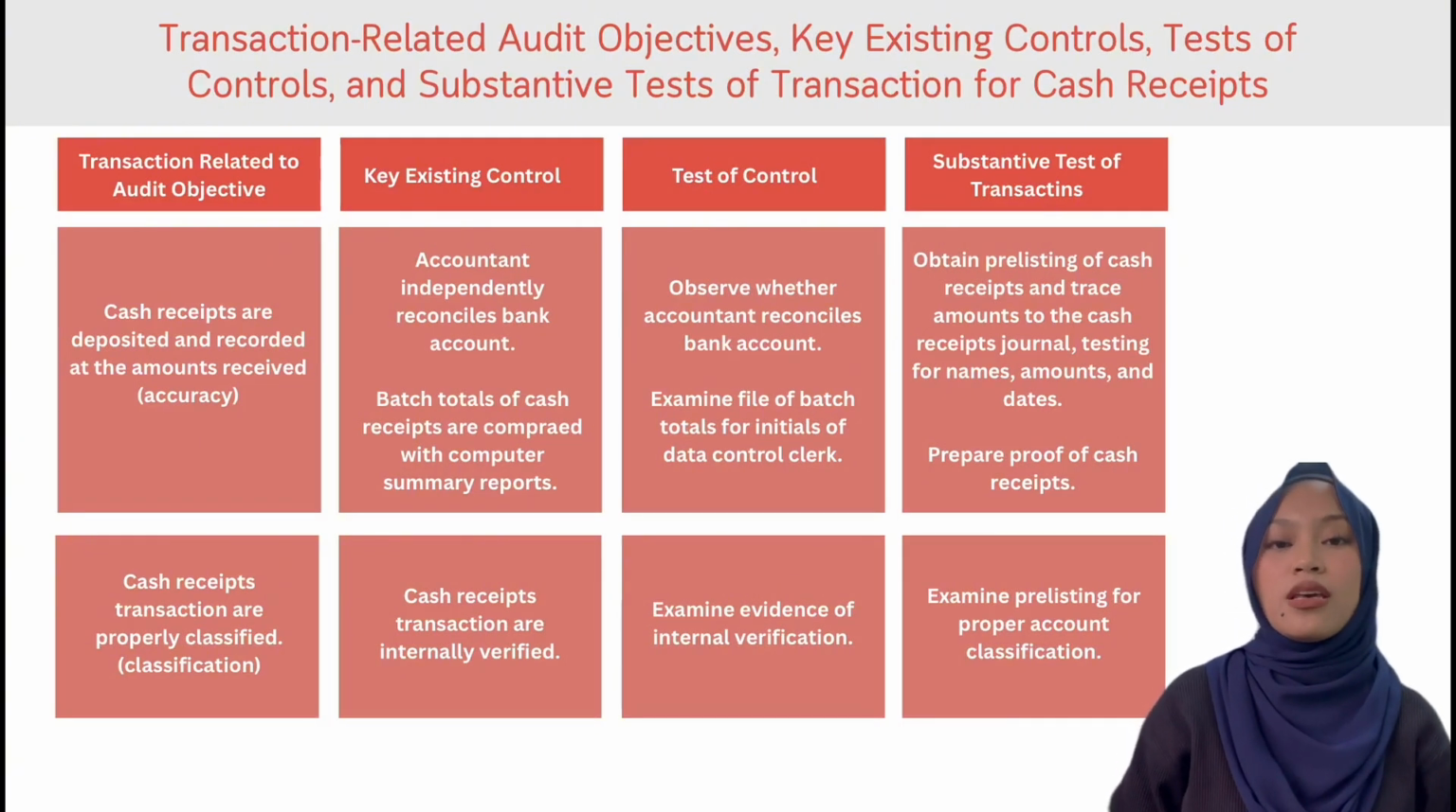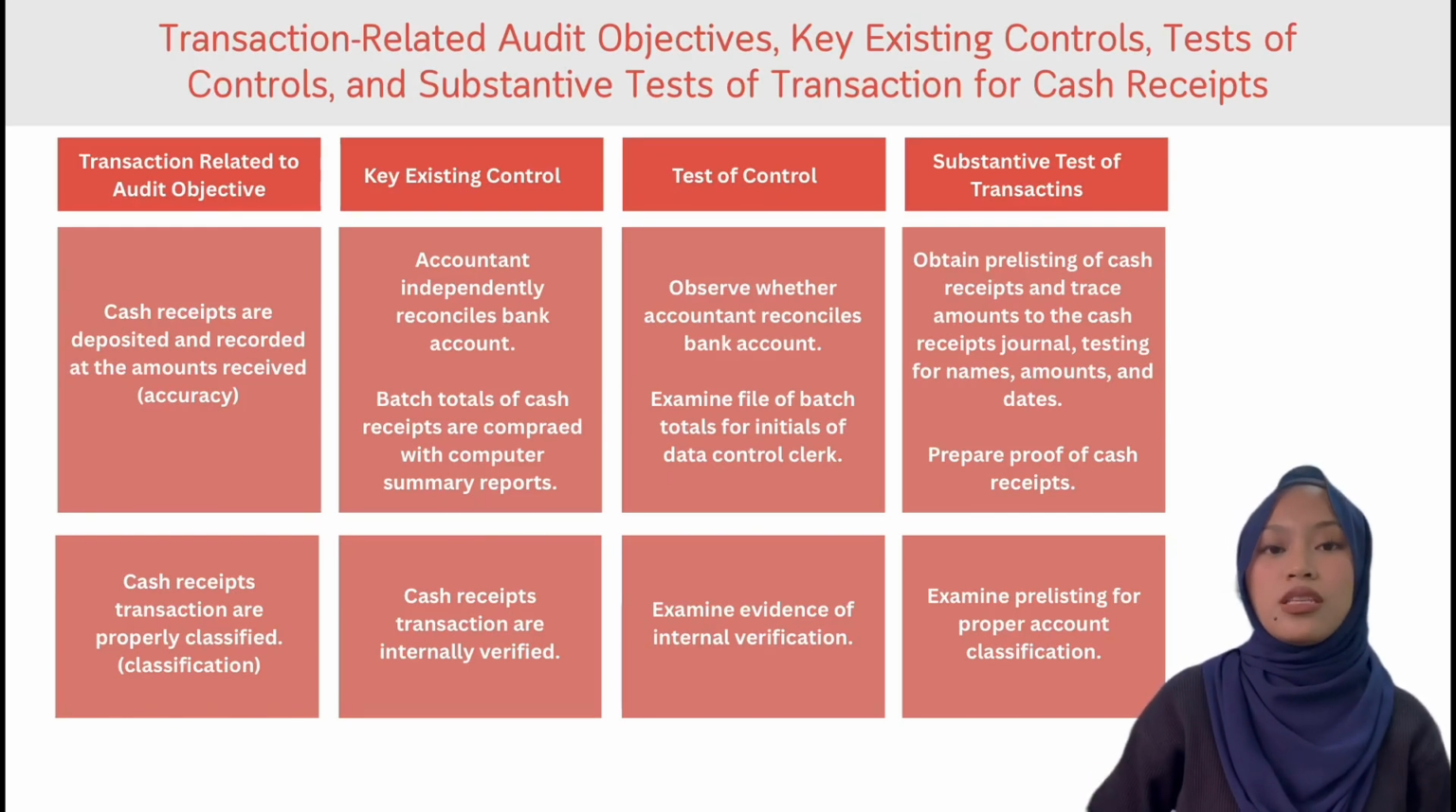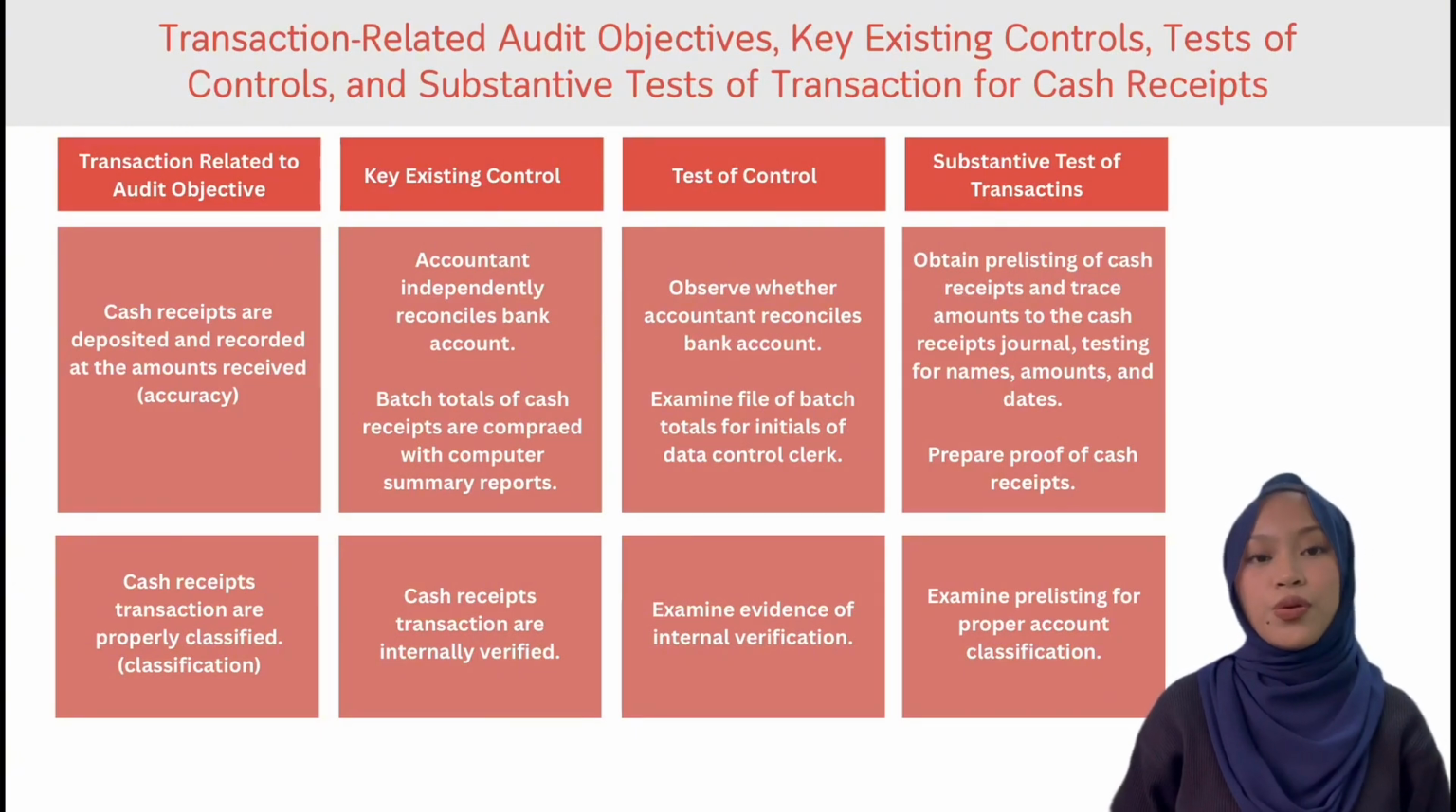For substantive tests, auditors obtain the pre-listing of cash receipts and compare the amount to the cash receipt journal. They check the names, amounts, and dates. Auditors also prepare a proof of cash receipts to ensure everything was recorded accurately.